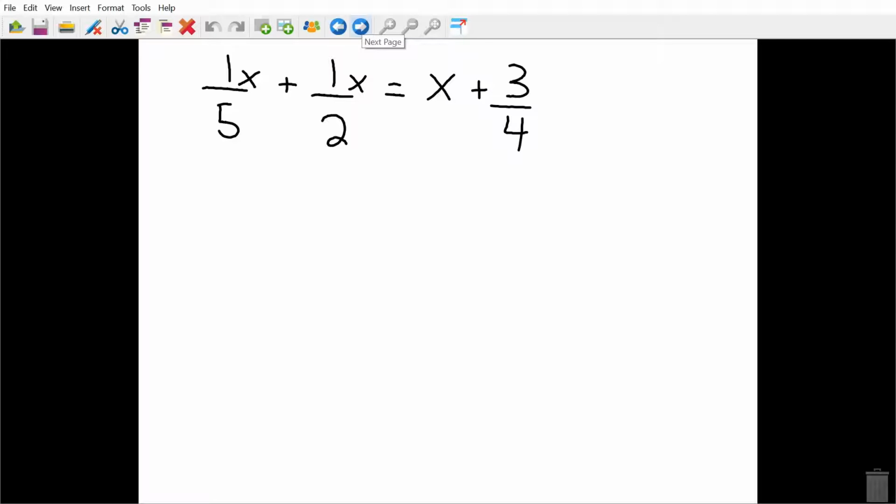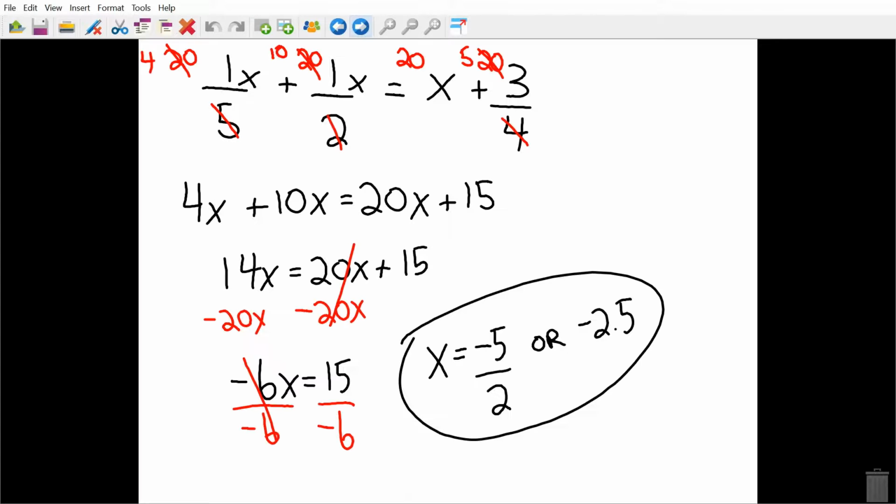1x over 5 plus 1x over 2 equals x plus 3 over 4. Please pause and try now. The answer is x equals negative 5 over 2 or negative 2.5. I would accept either. The first step is we want to eliminate the fractions. The fractions are 5, 2, and 4. The multiple of 5, 2, and 4 is 20.